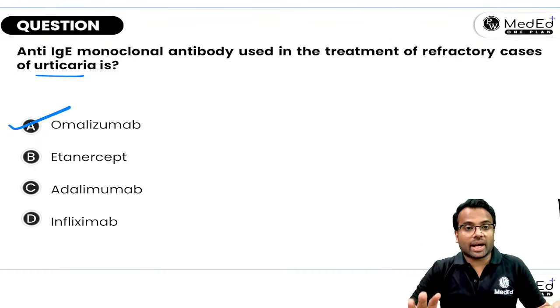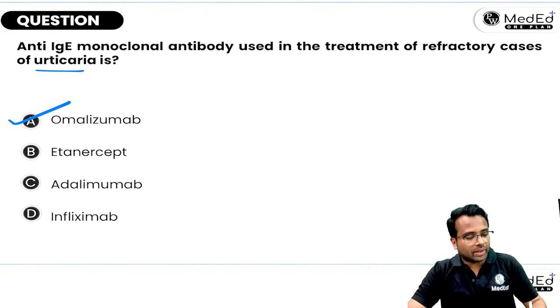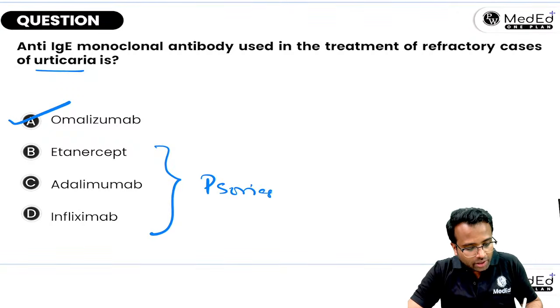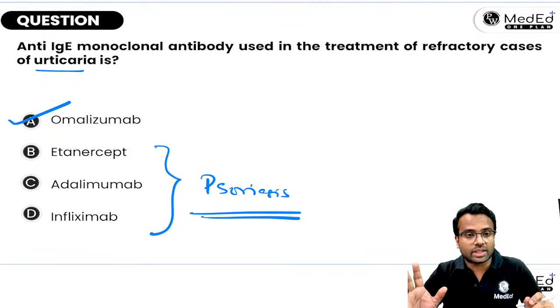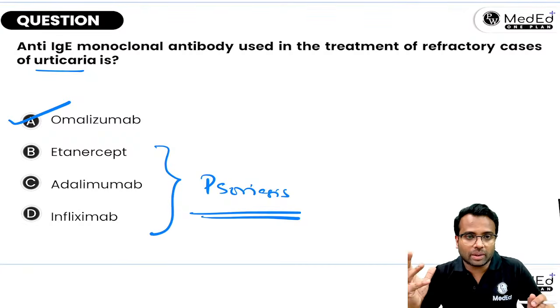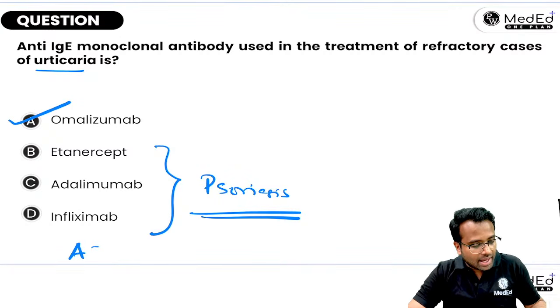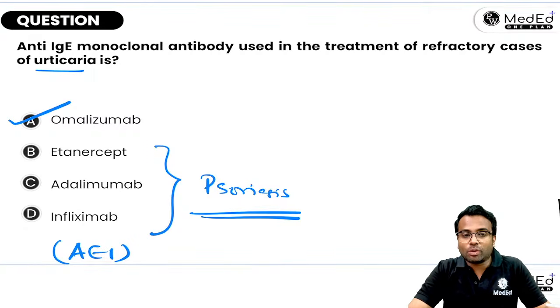So omalizumab is an anti-IgE monoclonal antibody, whereas all the other options given here, like etanercept, adalimumab and infliximab, they all are used in a condition called psoriasis. All are used in psoriasis. So if you have watched the lectures, I have given you some mnemonics to remember. How do you remember the biological agents in psoriasis? You can remember it as A, E, I, right? The vowels, not all the vowels, but the initial few. So adalimumab, etanercept, infliximab, all those are used in the cases of psoriasis. And omalizumab is used in cases of urticaria.